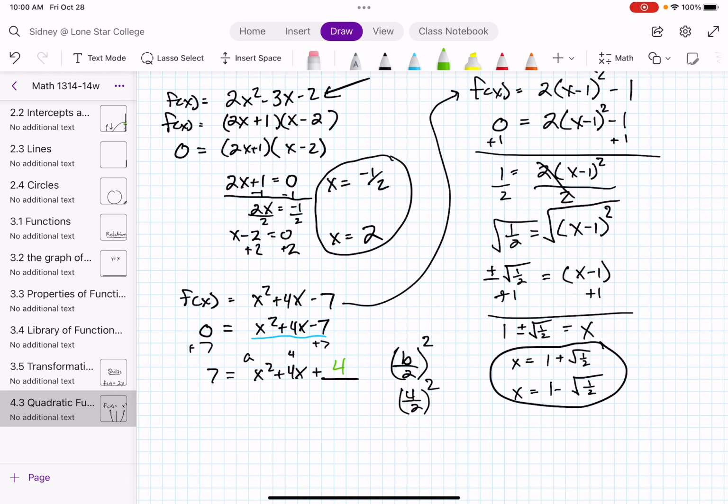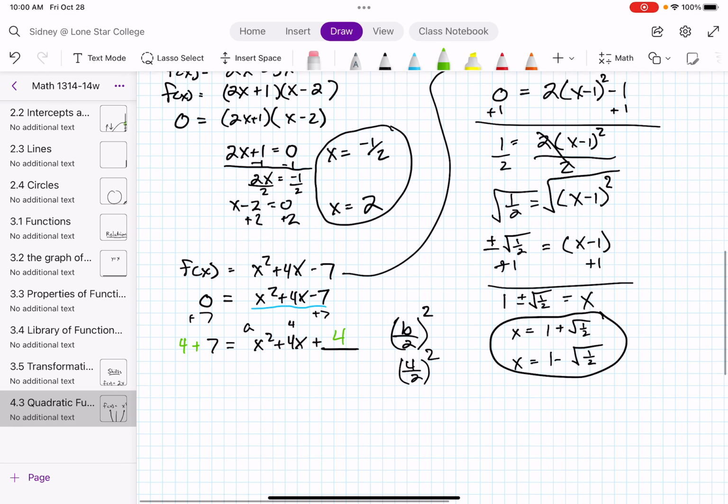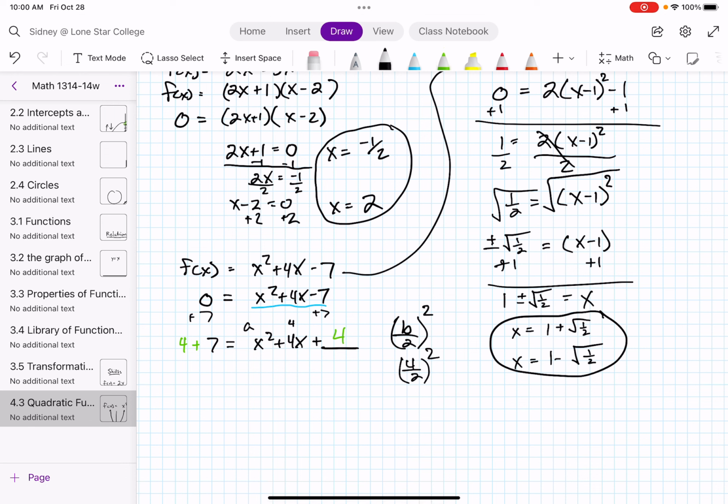Now if I add 4 to the right-hand side, I also have to add 4 to the left-hand side. This now, x squared plus 4x plus 4, is a perfect square trinomial, and it can factor to be x plus 2 squared. The left-hand side is kind of just collateral damage. It just is what it is. It wasn't our main focus. Whatever happened to it, and it happens to be 11.